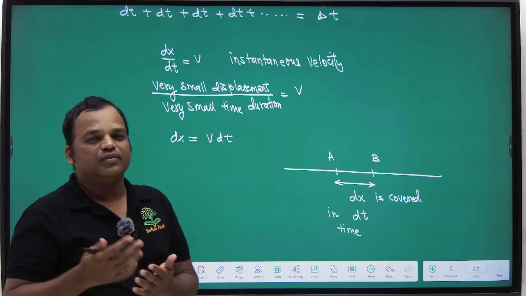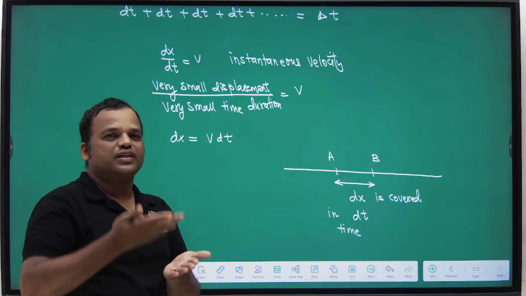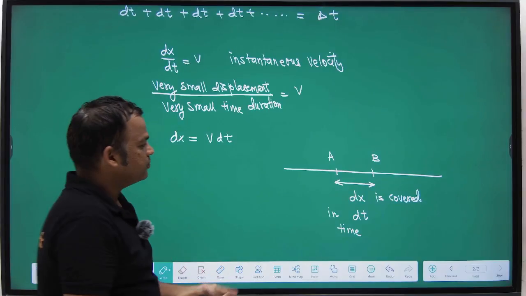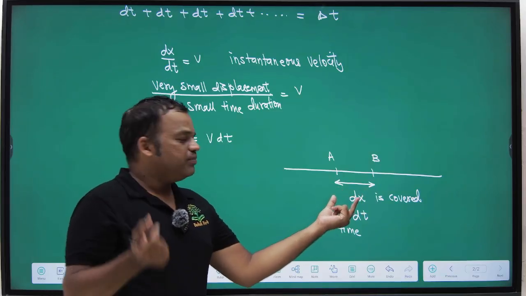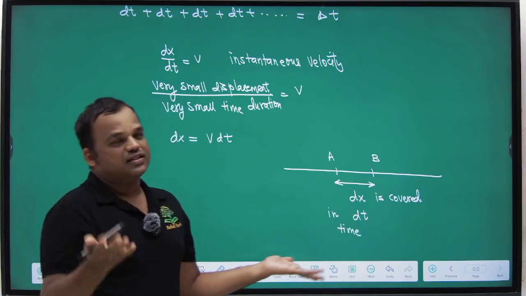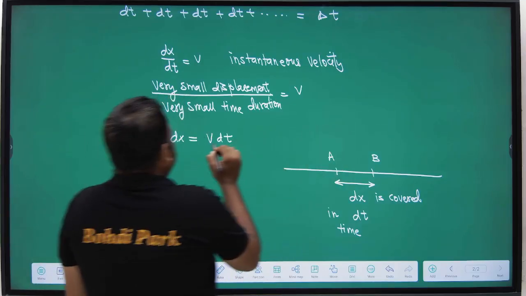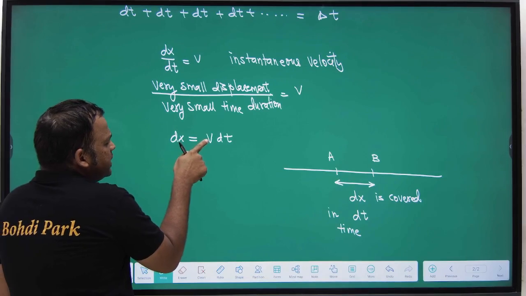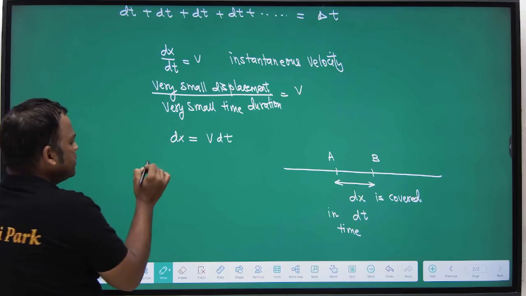What is the velocity? We know that instantaneous velocity is dx by dt, so that is displacement by time. The displacement is covered in very little time, dt. So dx by dt is instantaneous velocity. When we multiply instantaneous velocity with dt, we get dx.